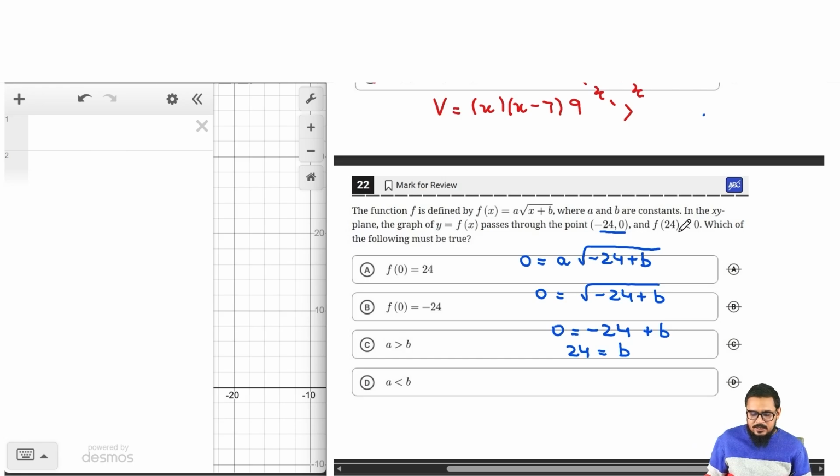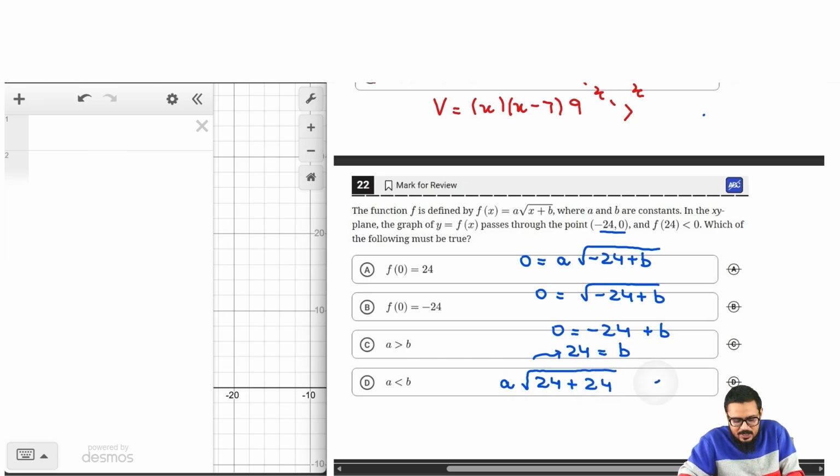Now the question also says that f of 24, once you put x as 24 in this function, gives a value of y that is less than 0. So let's see what my function is, and I'm going to put x as 24. My function starts with an unknown constant a, and inside the square root I put x as 24, but coincidentally my value of b, the next term, is also 24, right? 24 plus 24. And the question says that this entire answer should come out as a negative number, less than 0. The next step is a times the square root of 48, less than 0, right?